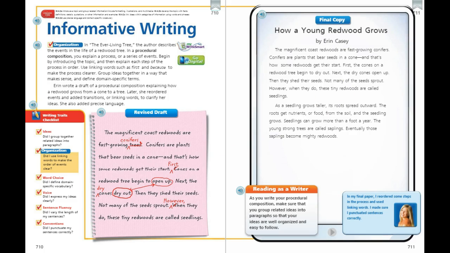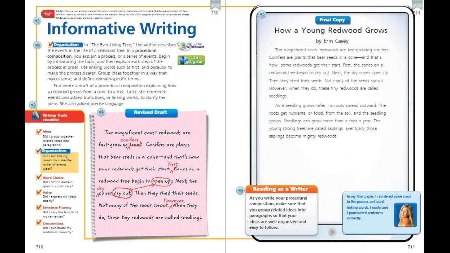How a young redwood grows. The magnificent coast redwoods are fast-growing conifers. Conifers are plants that bear seeds in a cone, and that's how some redwoods get their start. First, the cones on a redwood tree begin to dry out. Next, the dry cones open up. Then they shed their seeds. Not many of the seeds sprout. However, when they do, these tiny redwoods are called seedlings.